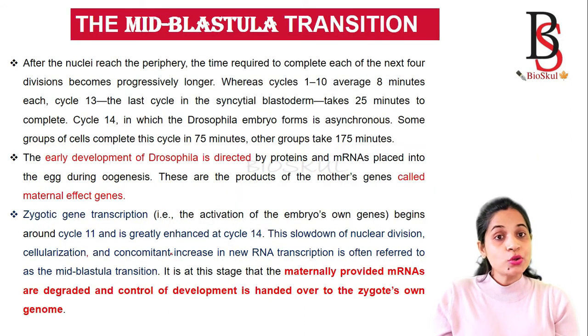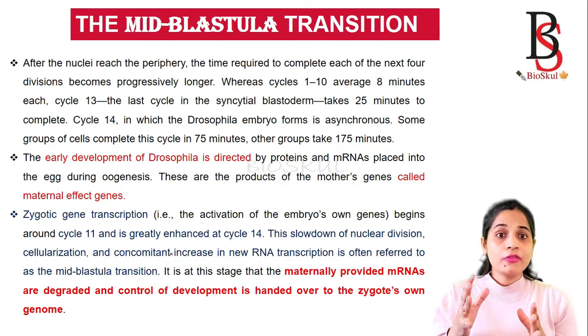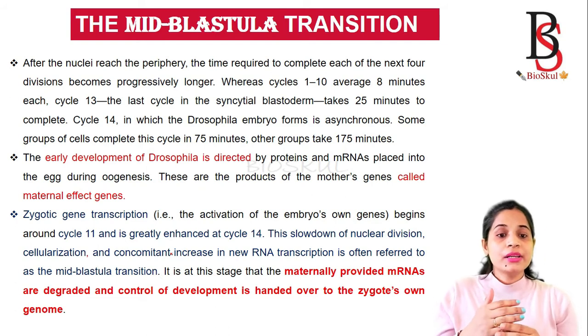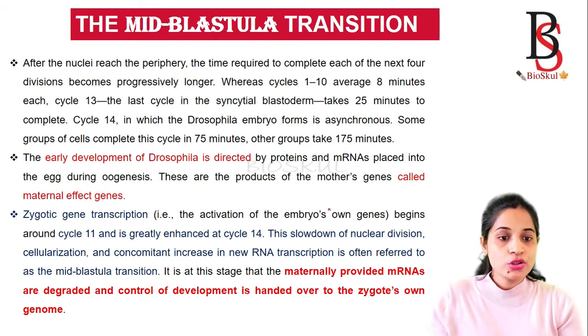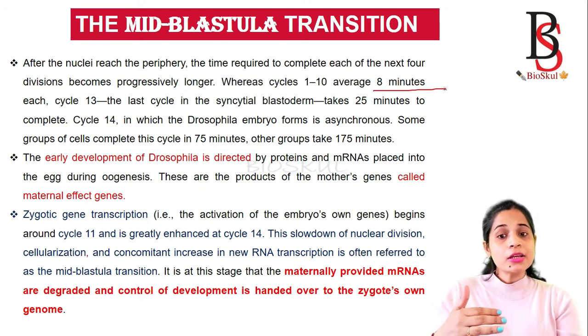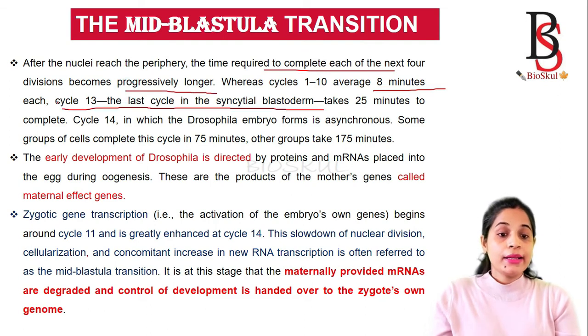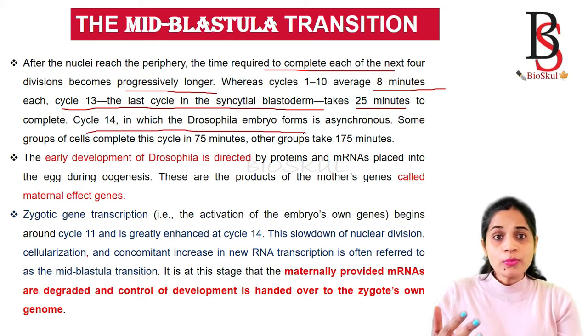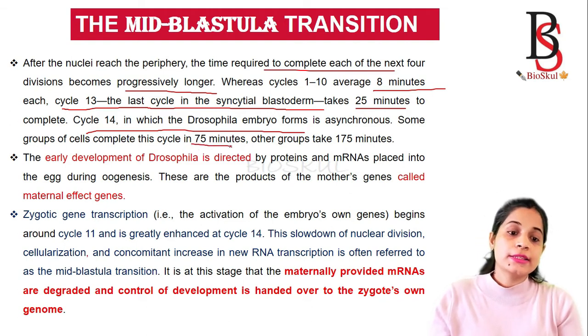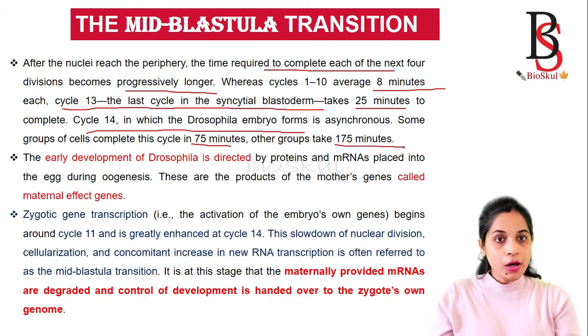Then what is the mid-blastula transition? You know that cell cycles 1 to 10 take an average of 8 minutes to complete. As the nuclei start moving to the periphery, the time required to complete each of the next 4 divisions becomes progressively longer. Cycle 13 takes around 25 minutes to complete, and cycle 14, in which the Drosophila embryo forms, takes 75 minutes in some groups of cells, whereas in other groups of cells it takes 175 minutes to complete.